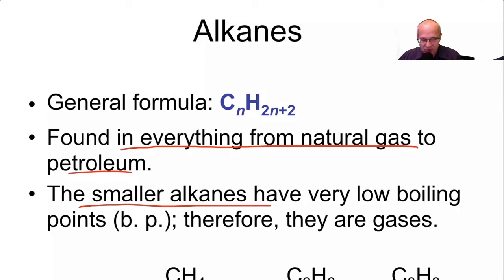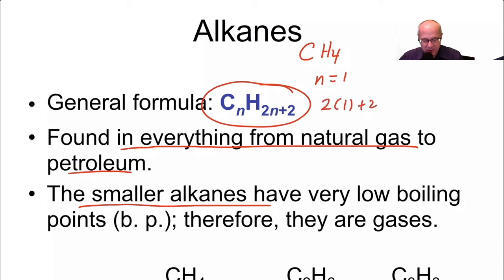They have a generalized formula, CnH2n+2. So, for example, CH4 is the first alkane. It's a C1. So if you apply the formula, n equals 1, 2 times 1 plus 2 is 4. So the number of hydrogens is 4. And that's how you generally speak of an alkane.